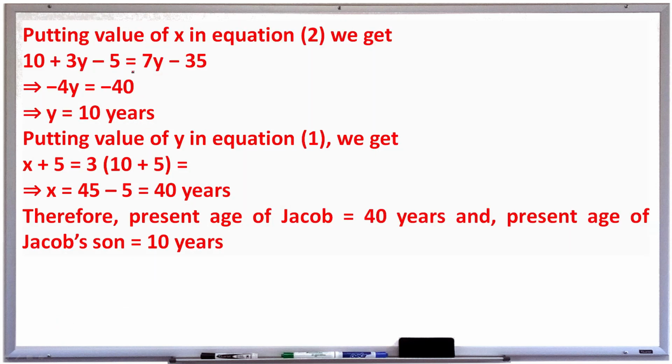Now substitute the value of x in equation number 2, and you will get the value of y is equal to 10 years. Putting the value of y in equation number 1, you will get x plus 5 is equal to 3 into 10 plus 5. Simplifying, x is equal to 45 minus 5, which is equal to 40 years. So the present age of Jacob is 40 years and his son's age is 10 years.